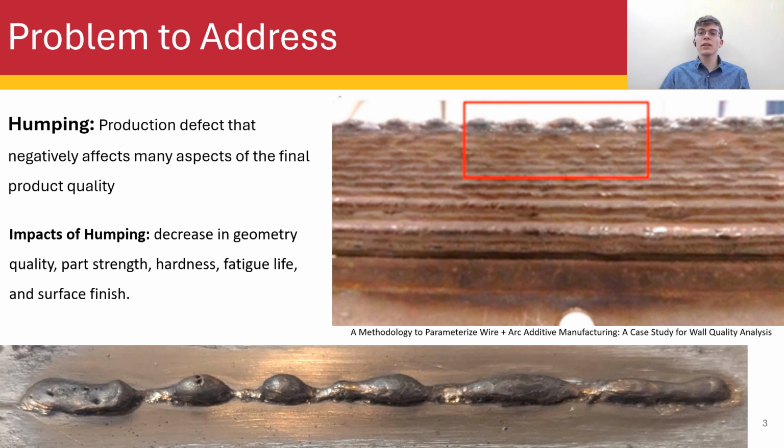Humping disrupts the intended shape and precision of the finished part, while also compromising structural integrity. This lowers the hardness and component lifespan, as well as affects the surface finish of the part. Addressing the humping defect is a critical step to improving overall quality and performance in manufacturing applications of WAM.